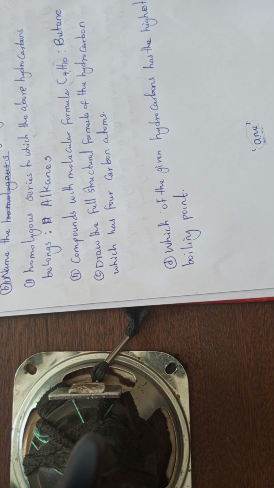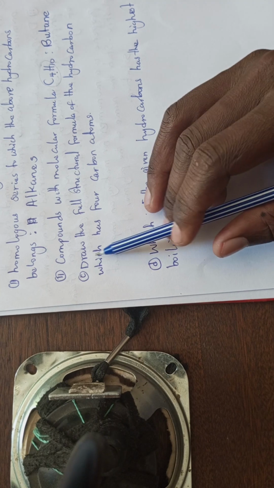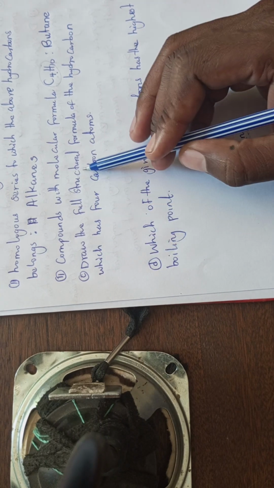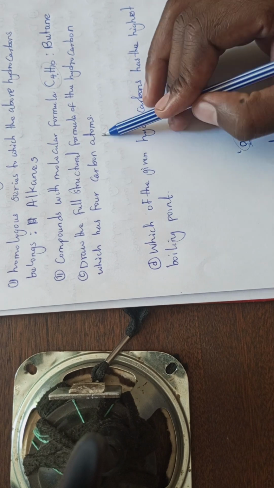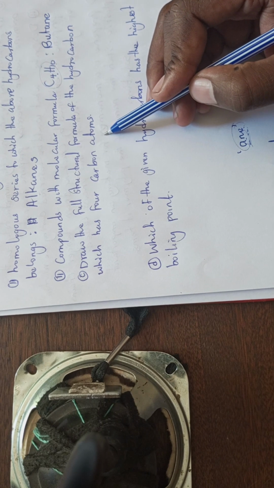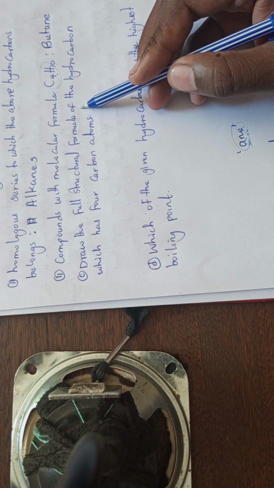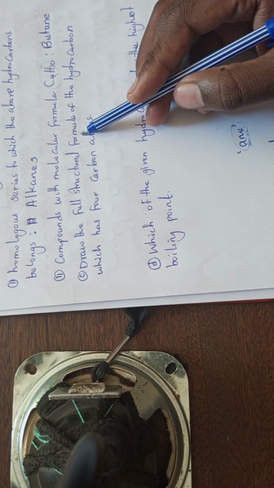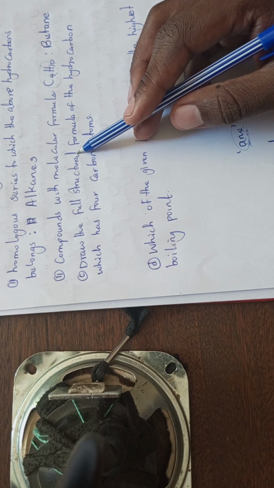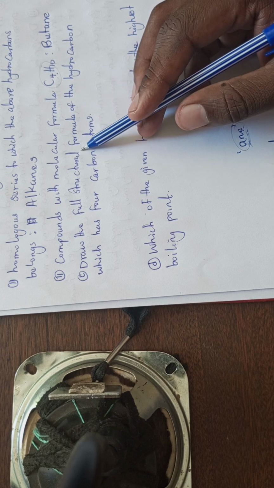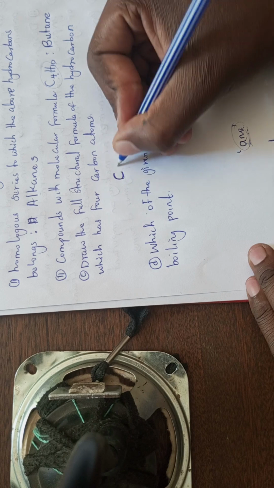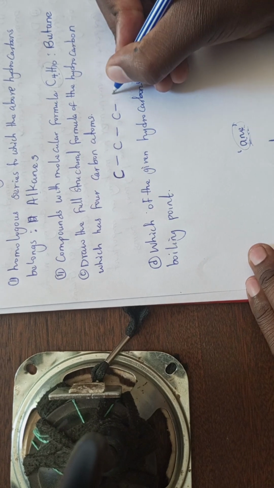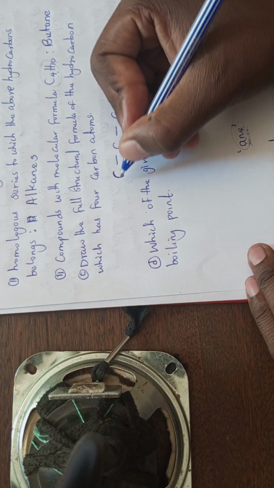Without further delay, let's go to question C. Draw the full structural formula of the hydrocarbon which has 4 carbon atoms. So all they want is to draw the structural formula. Now, how do we draw the structural formula? First and foremost, you need to write all the carbon atoms in a single chain, like this. C, like that, like that, like that, since there are 4 of them.